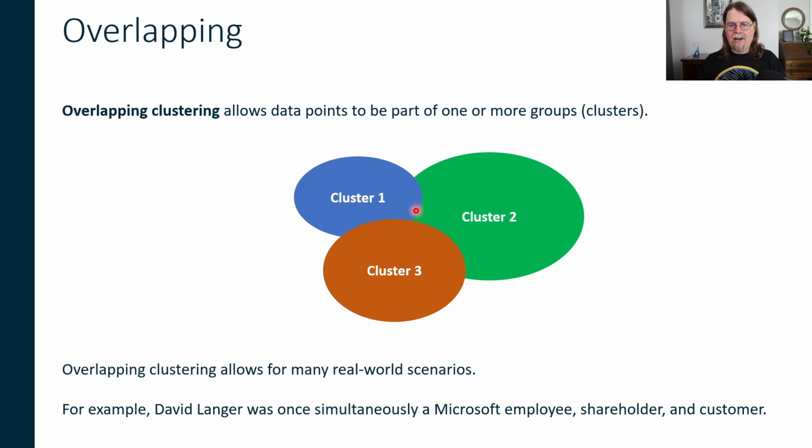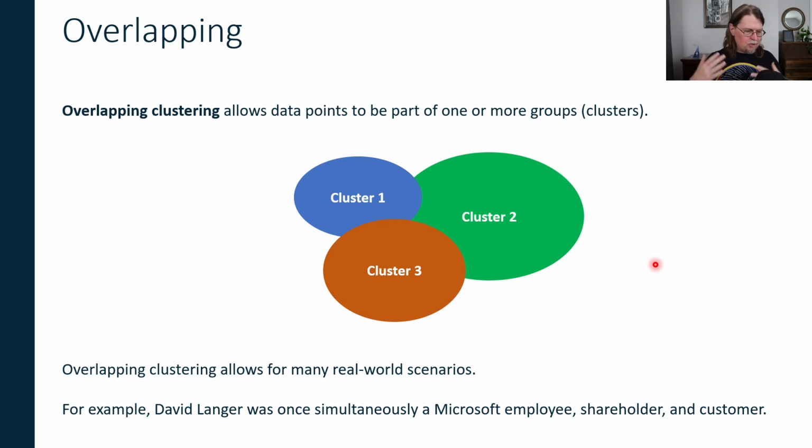For example, the Dave Langer row in the data set might be assigned to cluster 1, cluster 2, and cluster 3 simultaneously in varying proportions. That's usually the way these algorithms work. They take 100% and then they divvy it up. So they might say, hey, Dave is 50% cluster 2, and he is 35% here, and he's 15% here, something like that. Hopefully that adds up to 100%. But you get the idea.